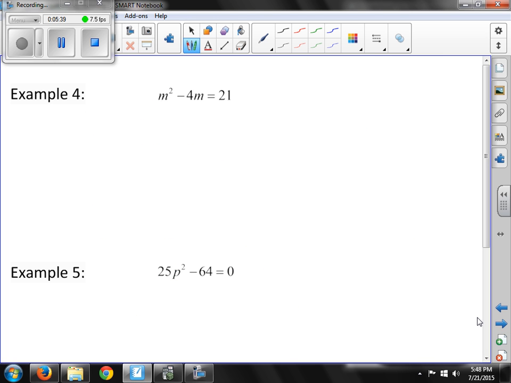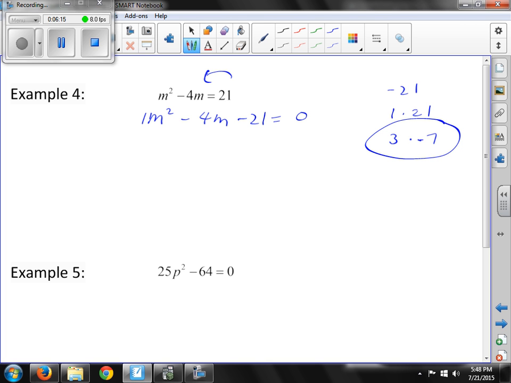Example 4. m squared minus 4m. I'm going to need to bring the 21 over and make it negative 21 is equal to 0. And now I notice that the squared term has a coefficient of 1, but 1 times negative 21 is negative 21, so that when I break it up, I'll have 1 times 21, 3 times 7, and I want a pair that gives me a difference of 4, so it's going to have to be this pair, and I want it to turn out negative, so it's going to be negative 7 and positive 3. So let's see, I like to write the negative one first. m squared minus 7m plus 3m minus 21 equals 0.